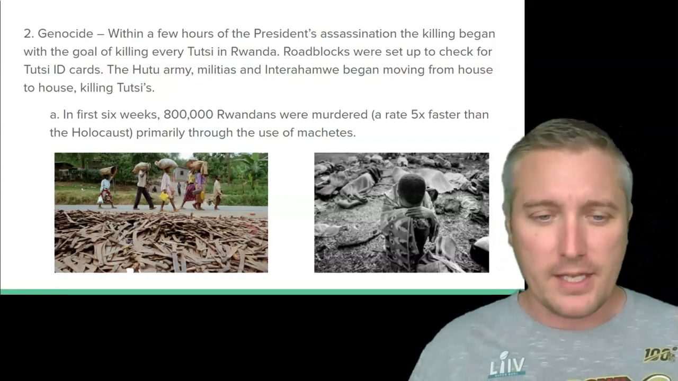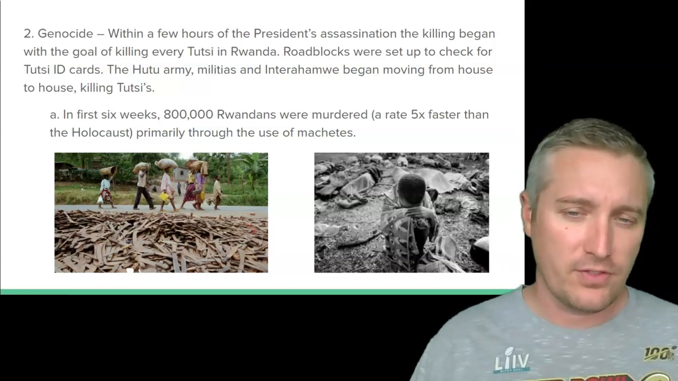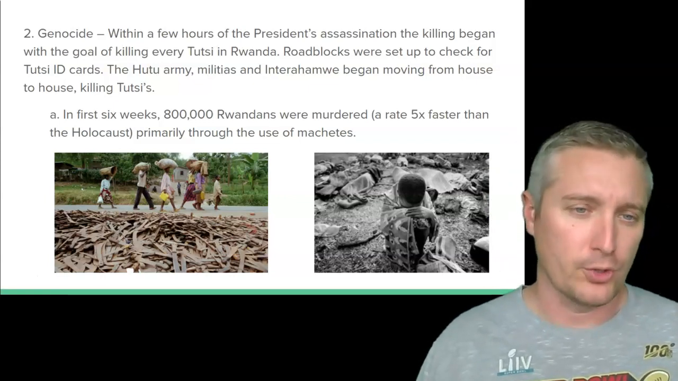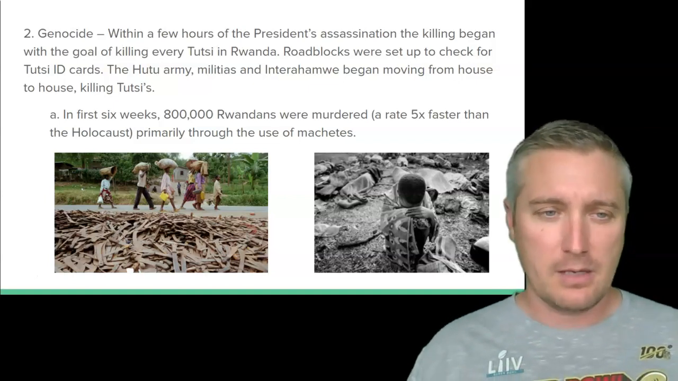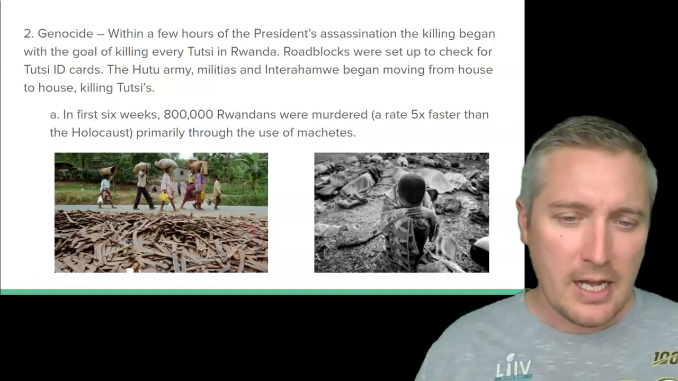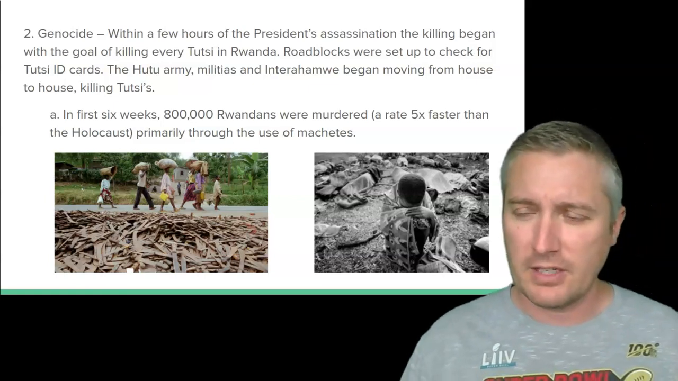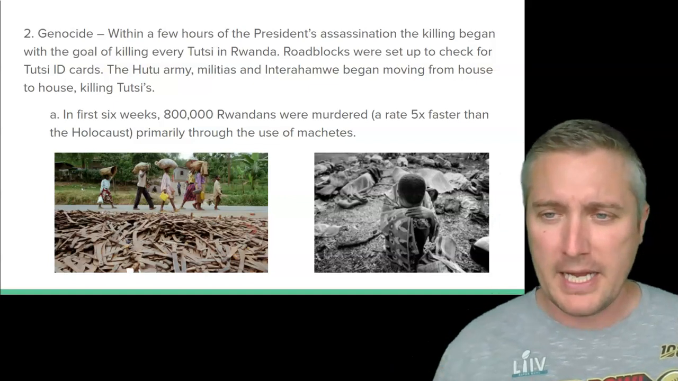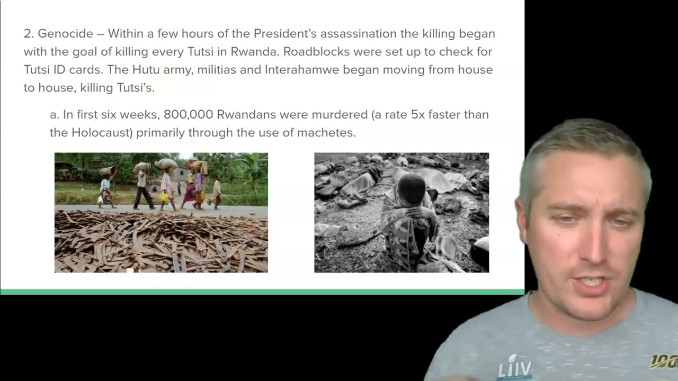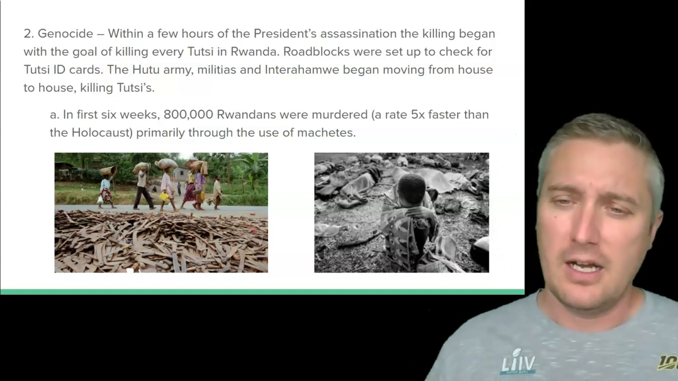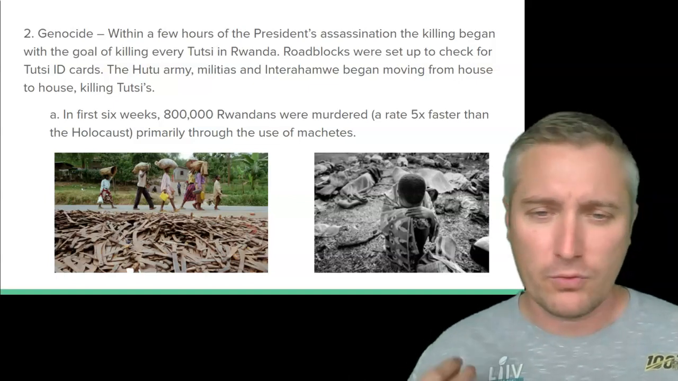Within 6 weeks, there were over 800,000 Rwandans that were murdered. And that is a rate 5 times faster than the Holocaust. And what made this even worse was that these were often very violent deaths. These were bands of gangs that were going around from house to house with machetes. They were brutally killing people in their own front yards.